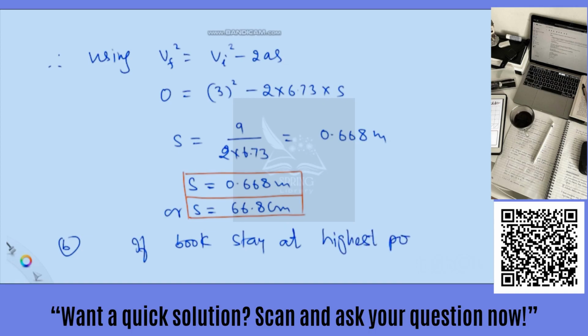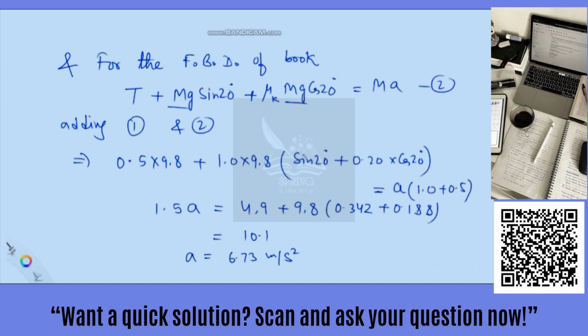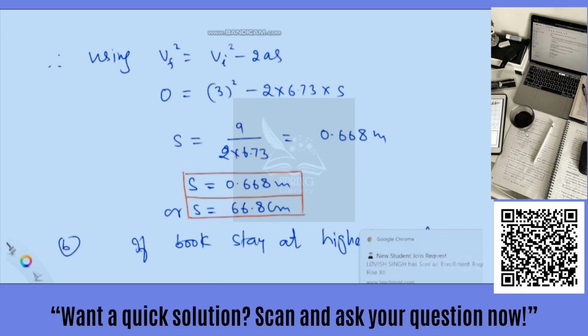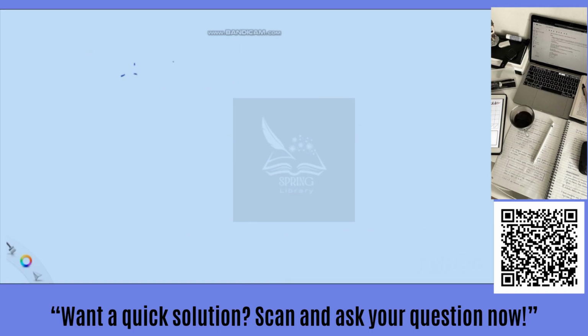at the highest point, in that case, looking at the free body diagram of the mug, T will be equal to mg, tension in the string, that will be equal to mg. So downward force acting on the book, F, that will be equal to tension T plus mg sine 20 degree, means 4.9 plus 1 into 9.8 into sine 20 degree, which is calculated to be equal to 8.25 Newton.